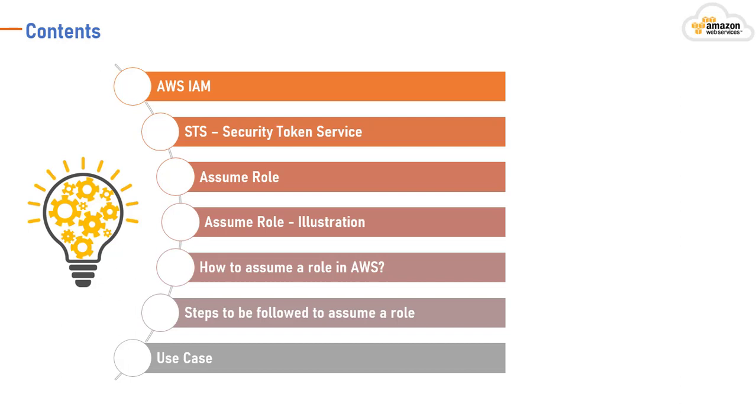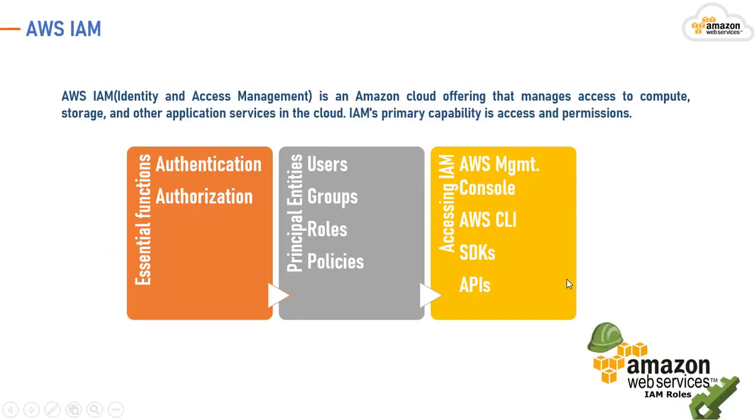Okay, now let's see what is IAM. IAM, Identity and Access Management. It's an Amazon cloud offering that manages access to compute, storage, and other application services in the cloud. IAM's primary capability is access and permissions. Essential functions: authentication and authorization. Authentication validates the identity of a user. Once a user is authenticated, authorization defines the access rights of that particular user.